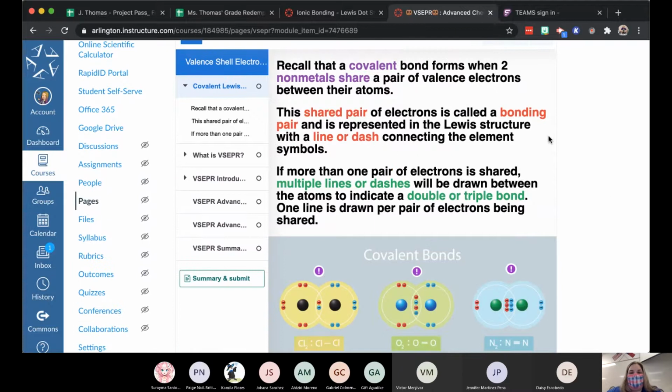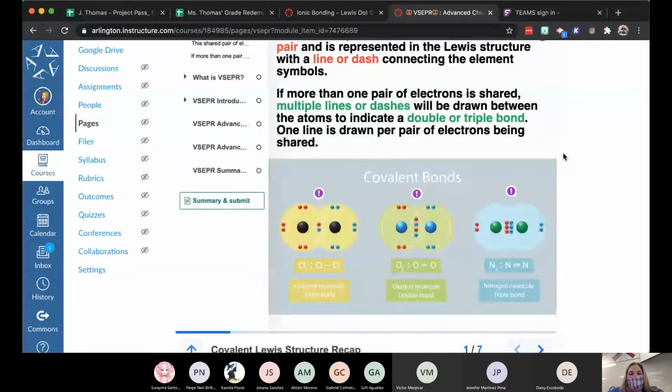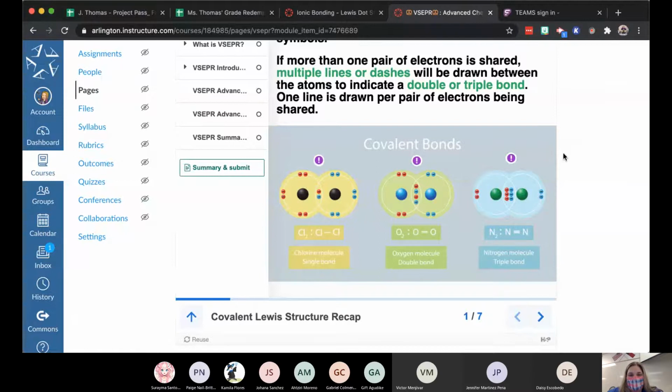And so anytime we have a shared pair, we call that a bonding pair. When we draw the Lewis structures, like what we did on Monday, we represent it with a line or a dash connecting the two element symbols to indicate that these two atoms are sharing a pair of electrons in this bond line. And remember that in covalent bonds, we can have multiple bonds, so a double or a triple bond, meaning they're sharing more than one pair of electrons. Every pair of electrons is a bond line.